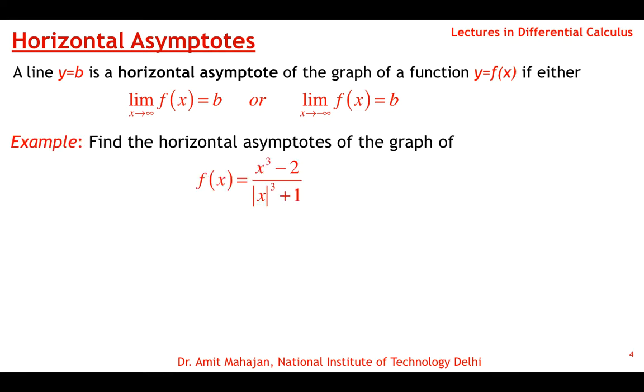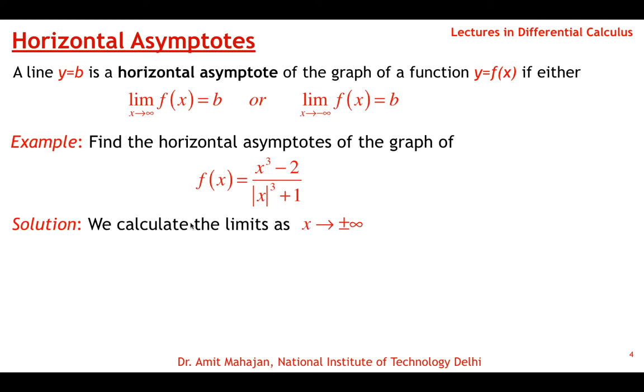Say, for example, we have to find the horizontal asymptotes of the graph of this function, which is (x cube minus 2) by (modulus x cube plus 1). To calculate horizontal asymptotes we just need to check what happens when x goes to plus infinity and what happens when x goes to minus infinity on this function.